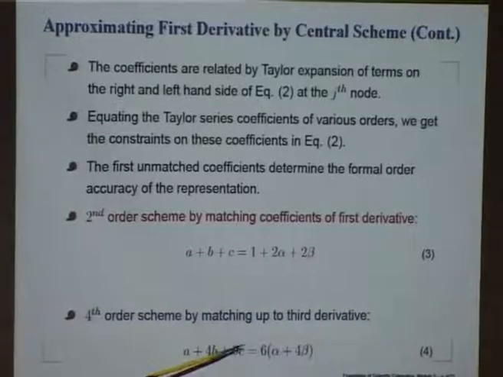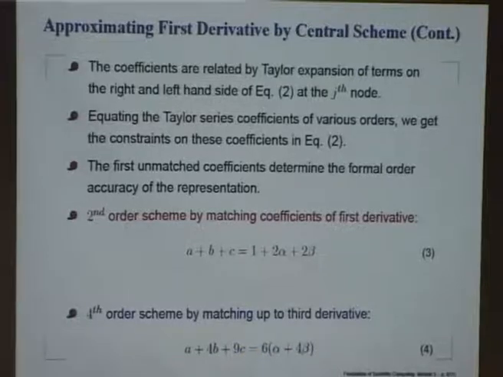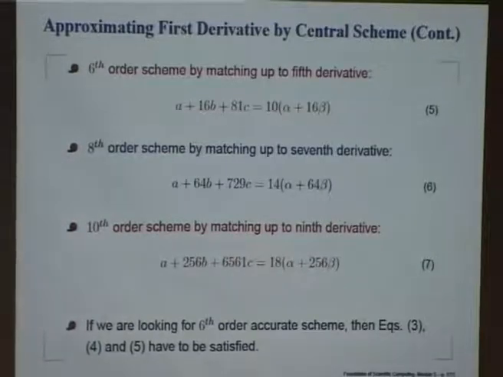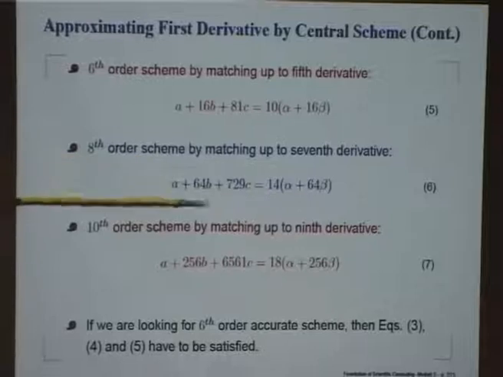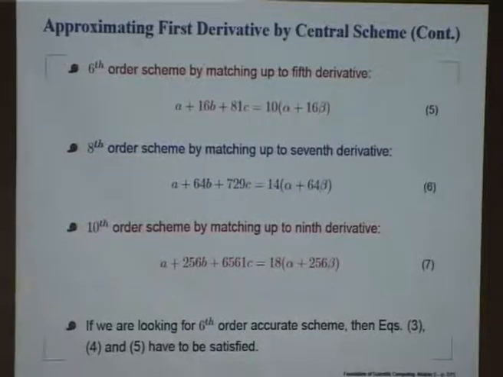This is 2 square, this is 2 cube, and so on and so forth. You can relate that very easily by that specific way of composing that equation too. Now you can go through this exercise, and you can see that if you match the coefficients up to the fifth derivative by invoking the previous 2 equations plus this, then you end up with a 6th order scheme. If you additionally match the 7th derivative terms, then you will get up to an 8th order scheme, and so on and so forth. Now the question is, how many unknowns do we have?